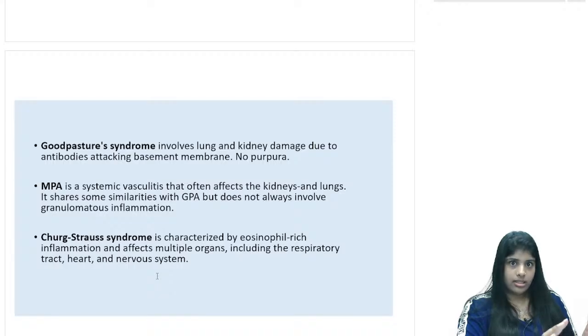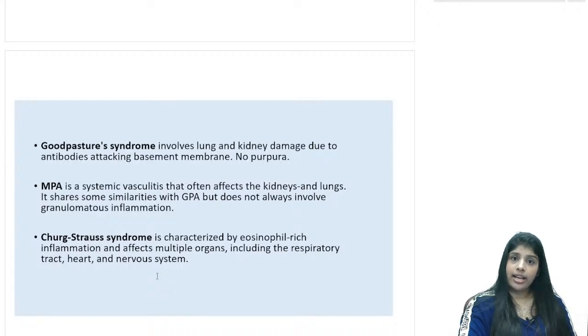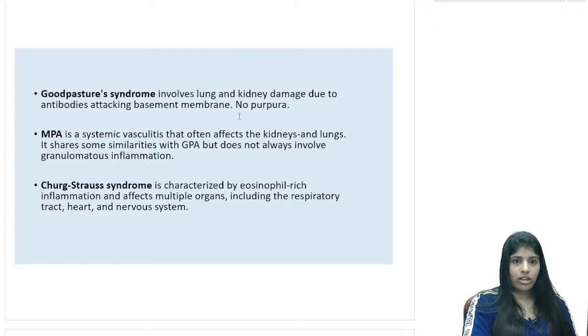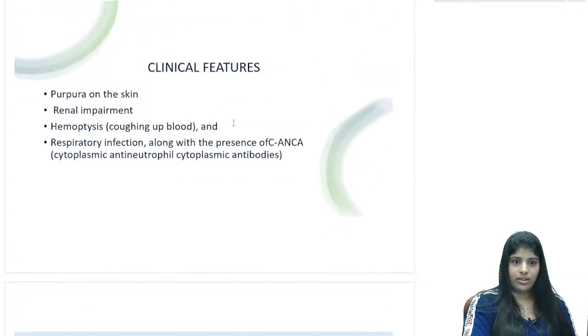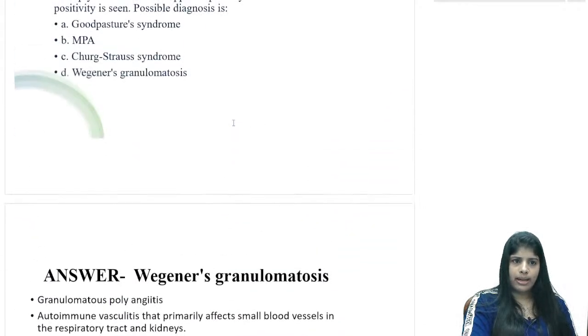So if the question says there is ANCA, there is rhinosinusitis, and especially the keyword is eosinophil rich, if the word eosinophil rich is there, then you can confirm it is Churg-Strauss syndrome. So hope you understood and got an idea of what all these vasculitides are. So let's just go back to the question.